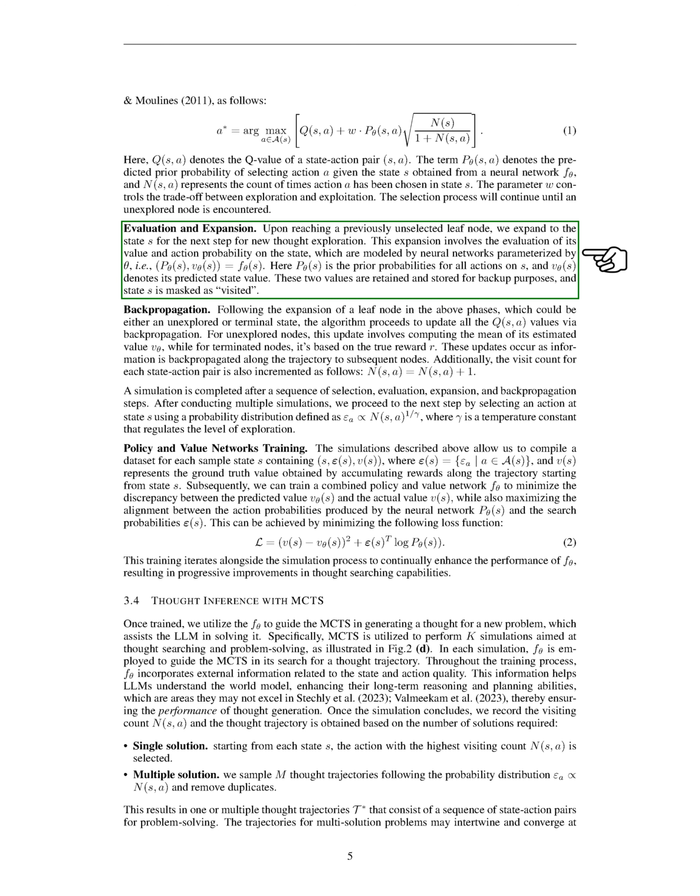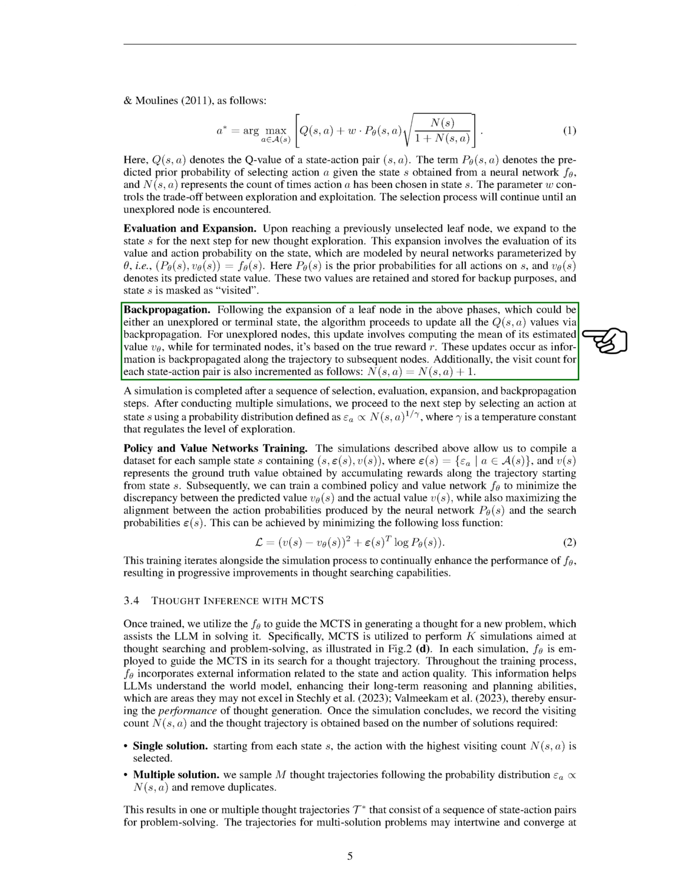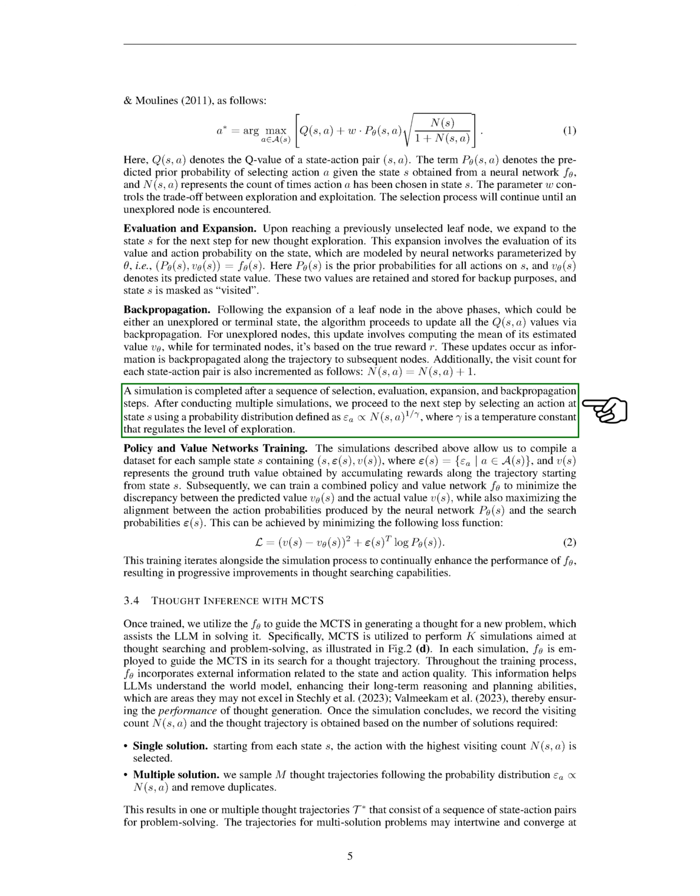3. Backpropagation. After expanding a leaf node, the algorithm updates all the Q values. For unexplored nodes, this update involves calculating the average of its estimated value, while for terminated nodes, it's based on the true reward. The visit count for each state action pair is also increased. A simulation is completed after a sequence of selection, evaluation, expansion, and backpropagation steps.